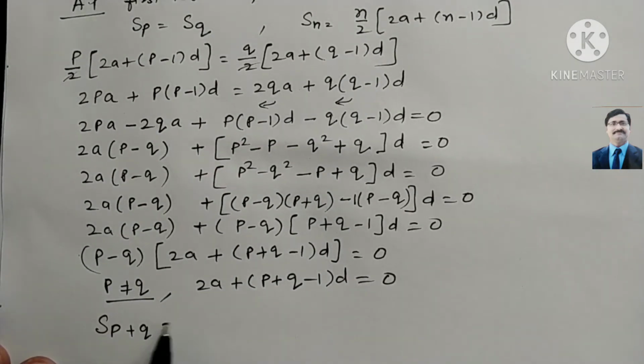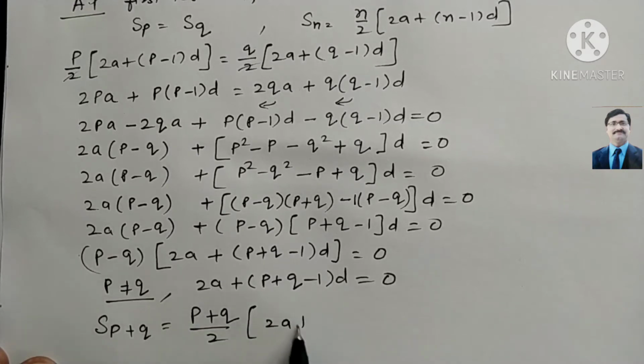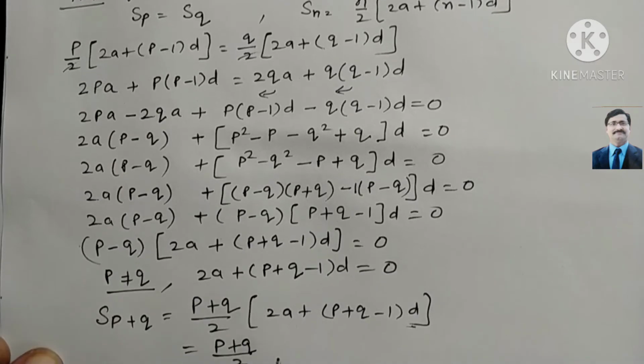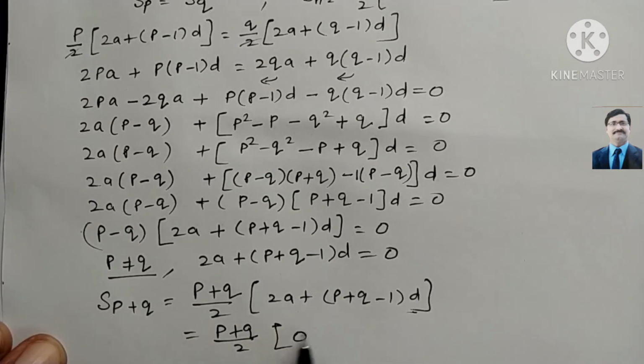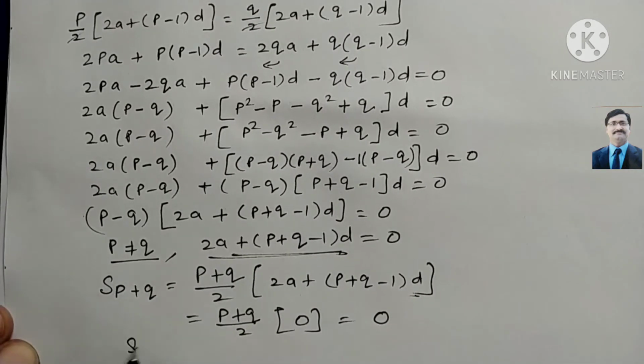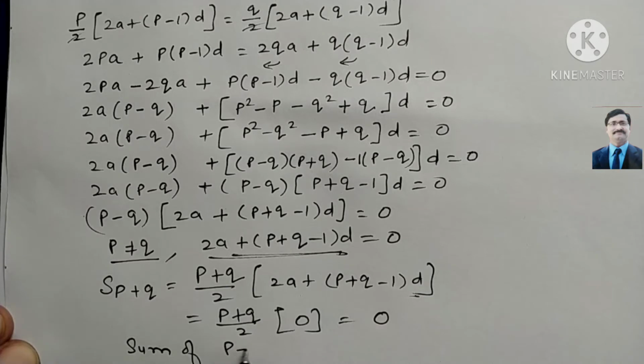The sum of p plus q terms formula is (p plus q)/2 times (2a plus (p plus q minus 1)d), and look here, the value of this bracket is 0, so we can write (p plus q)/2 and into this is 0. By this we have 0, so this is 0. The sum of p plus q terms is 0, so we can write here sum of p plus q terms equal to 0. Do you all understand this? This is the answer.